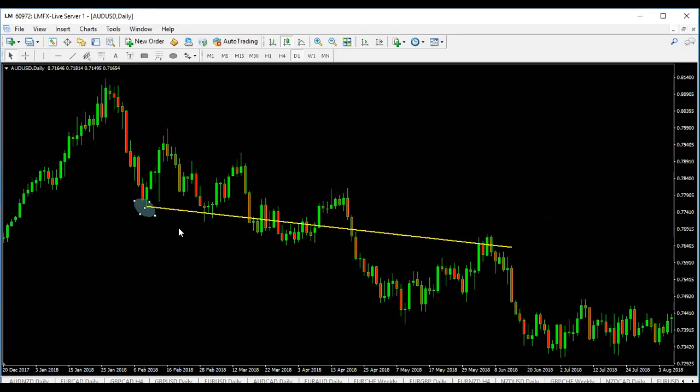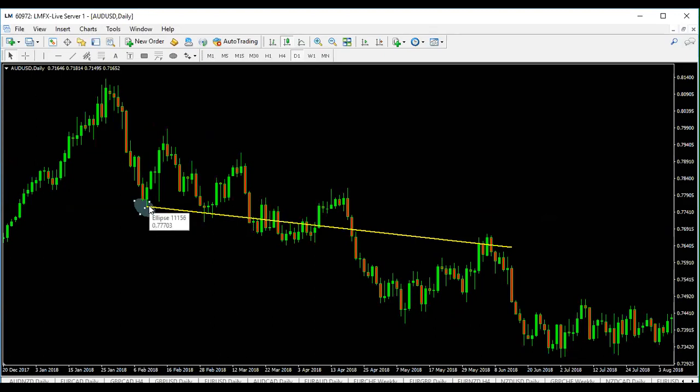Now why this makes this an invalid trend line is because you see this wick right here. Okay, this wick broke through that trend line before we had our second point of contact. Okay, you need to have 2 valid points of contact without any other wick or candle body breaking through your trend line.